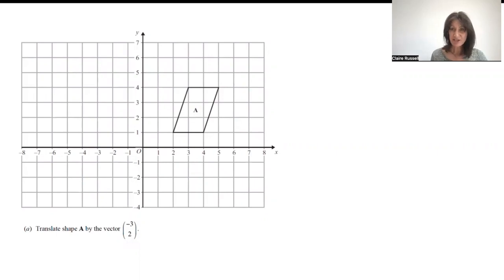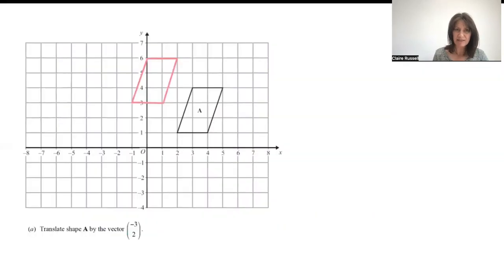Okay, so a translation is a sort of slidey movement where we're sliding it around the grid. So we have to be very, very clear about what direction you move in. So the top number is our x-axis. So it's still kind of along the corridor and up and down the stairs. The negative next to this number means that I'm going backwards. And the fact that this is positive means that I will be going up. So I'm going to be moving 3 places this way and 2 places up.